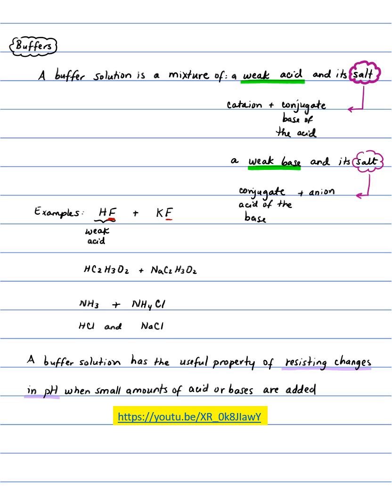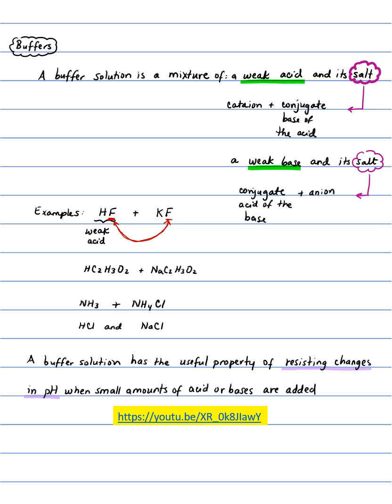Now you can see that you're mixing your weak acid with a compound that has the same conjugate base that you're getting from the dissociation of your acid. When HF dissociates in solution, you're getting H plus and F minus. So when you're adding KF to that solution, what you're doing, it's increasing the concentration of that F minus, which is the conjugate base that you're getting from your acid.